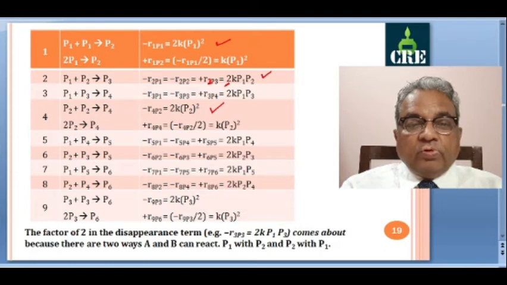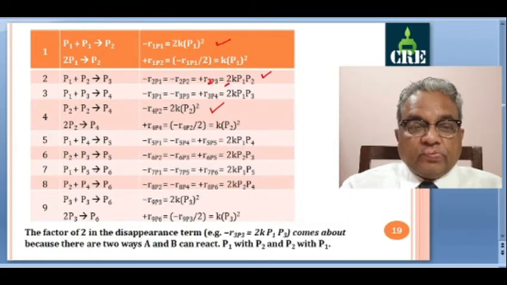Next, P1 plus P4 giving P5. Okay, so this is reaction number 5. Rate of disappearance of P1 is equal to rate of disappearance of P4 is equal to rate of formation of P5, and 1 with 4 and 4 with 1. So K P1 P4 2 times. P2 with P3. Same logic. So 2K P2 P3. P1 with P5. Again same logic. 2K P1 P5. So you can go on writing like this.